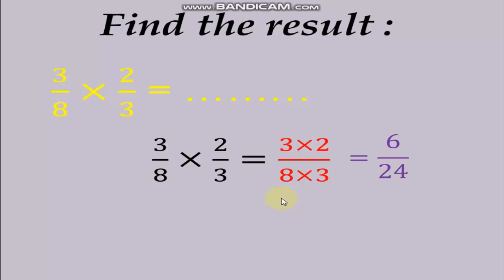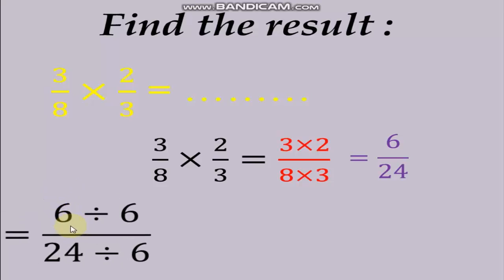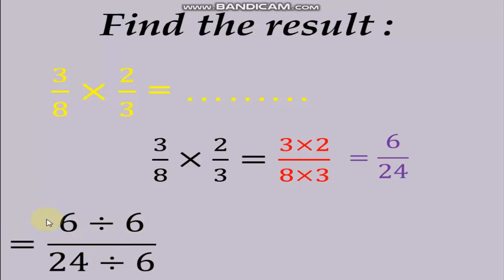Step number 2. Put the fraction in the simplest form. 6 and 24 are divisible by 6. 6 divided by 6 equals 1. 24 divided by 6 equals 4.